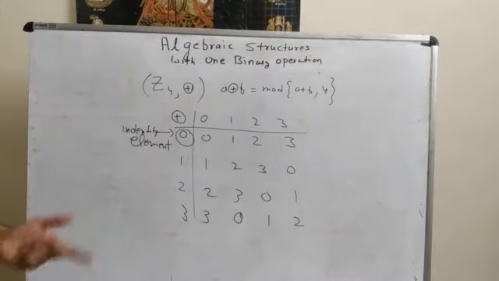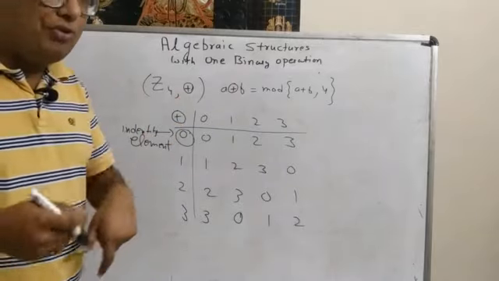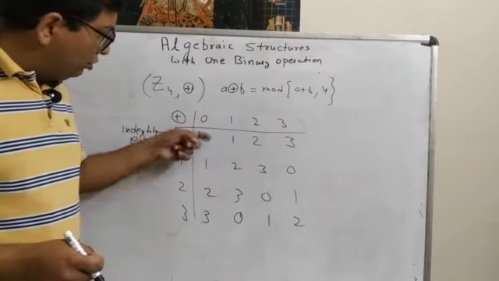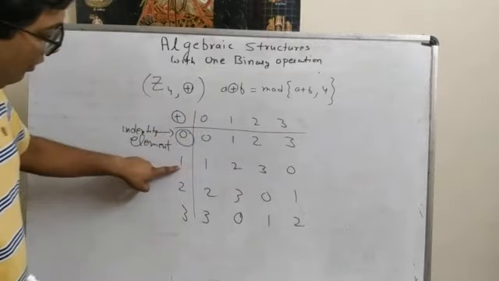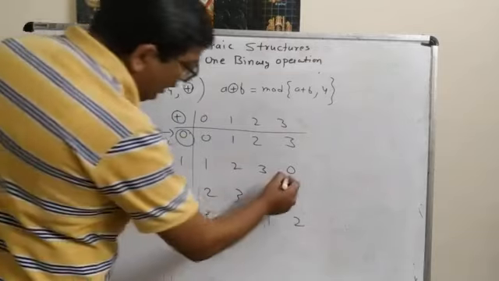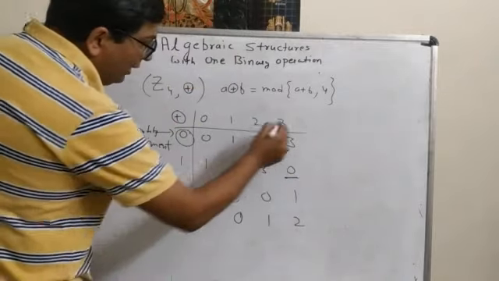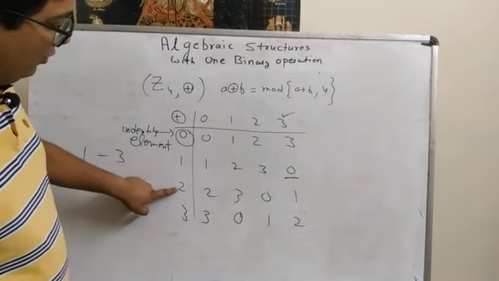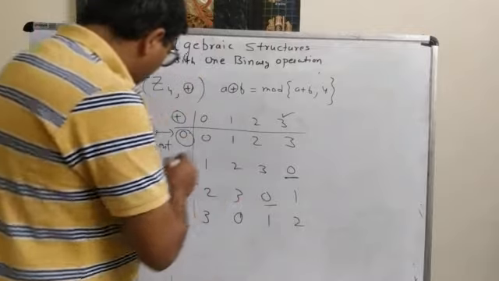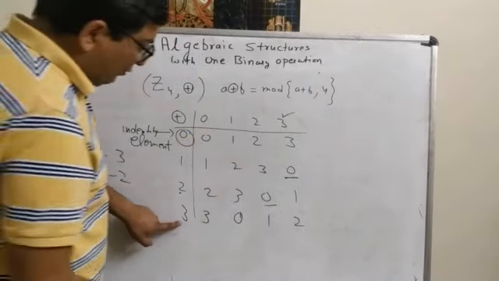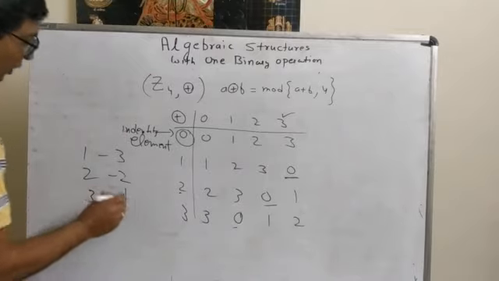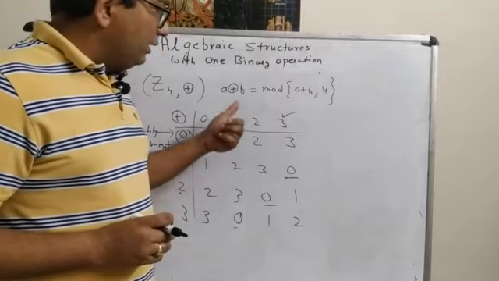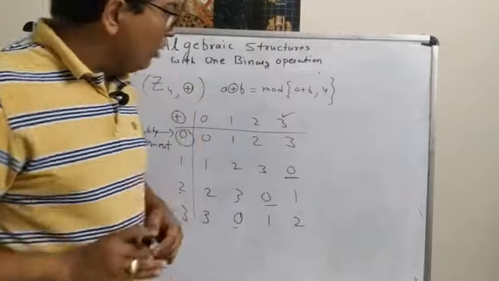Now let us check whether it is a group or not. For a group we have to check the inverse of every element. 0 is the identity element, and the identity element is the inverse of itself, so 0 has its inverse as 0. Now for 1, the identity element 0 is here, so the inverse of 1 is 3. In the case of 2, it is 0 here, so the inverse of 2 is 2. In case of 3, 0 is here, so the inverse of 3 is 1. So we see that the inverse of every element exists. So this algebraic structure is a group.